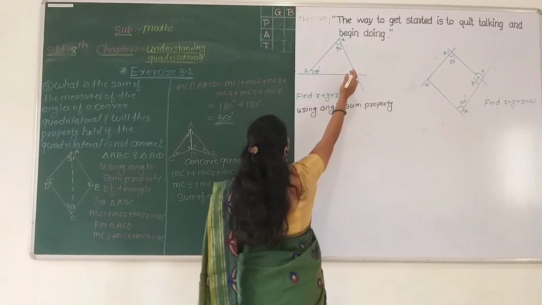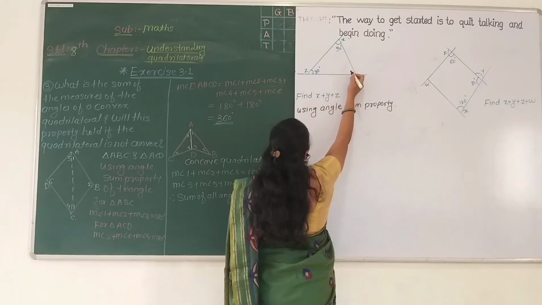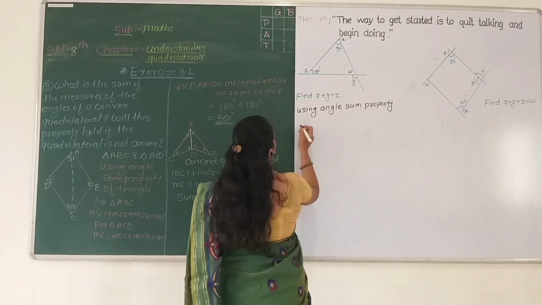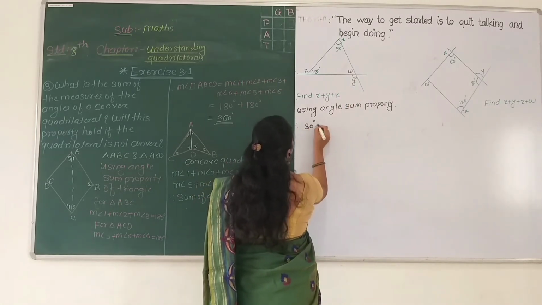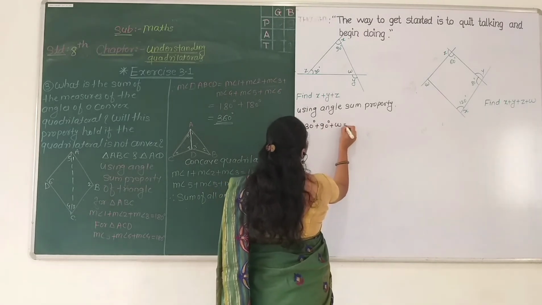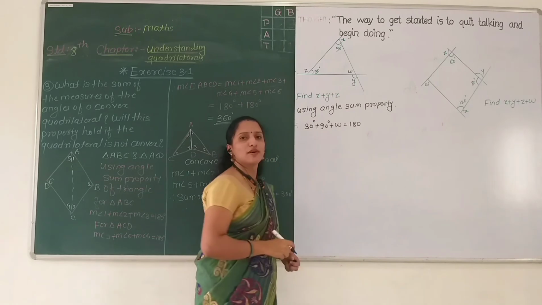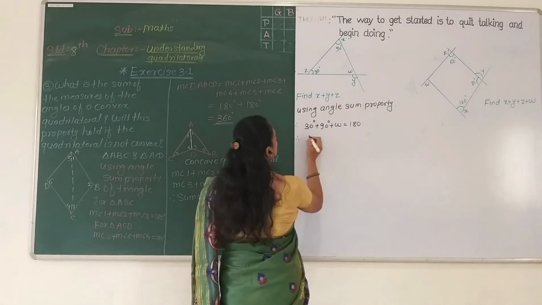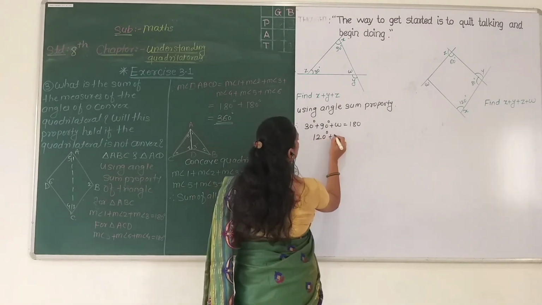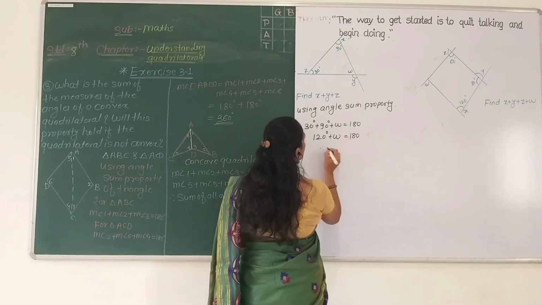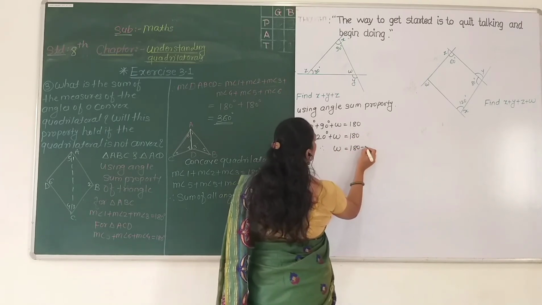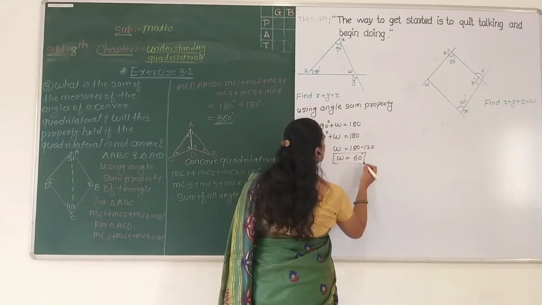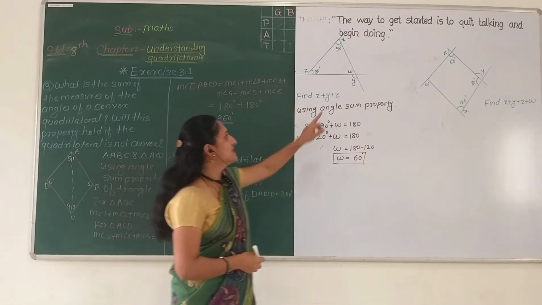Using the angle sum property, we name this angle w. So we can write 30 degrees plus 90 degrees plus w is equal to 180 degrees, since we know that the sum of the measures of all angles of a triangle is 180 degrees. So 30 plus 90, that is 120 degrees, plus w is equal to 180 degrees. That means w is equal to 180 minus 120, so it is 60 degrees. So the third angle of the triangle is 60 degrees.